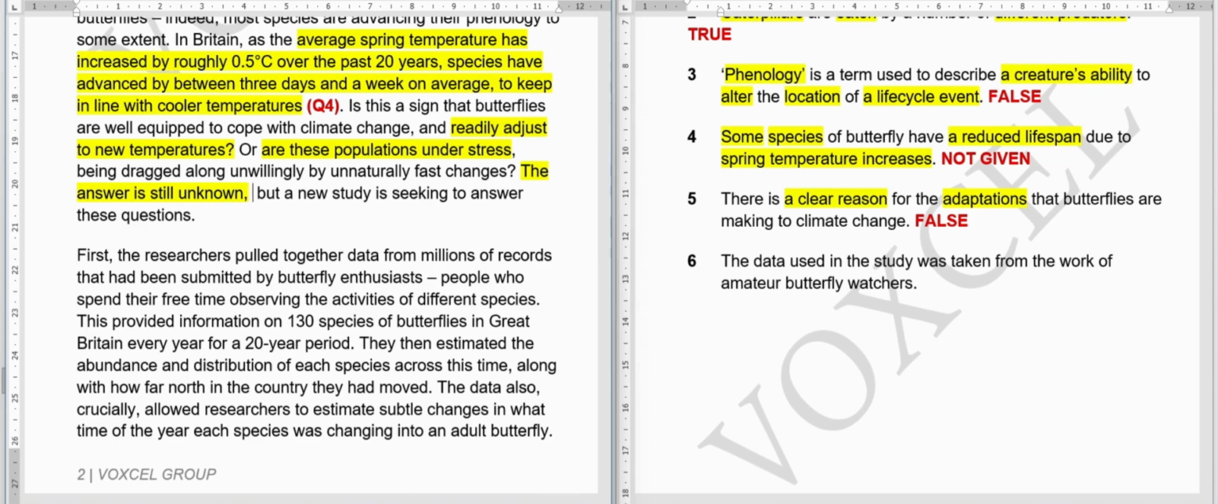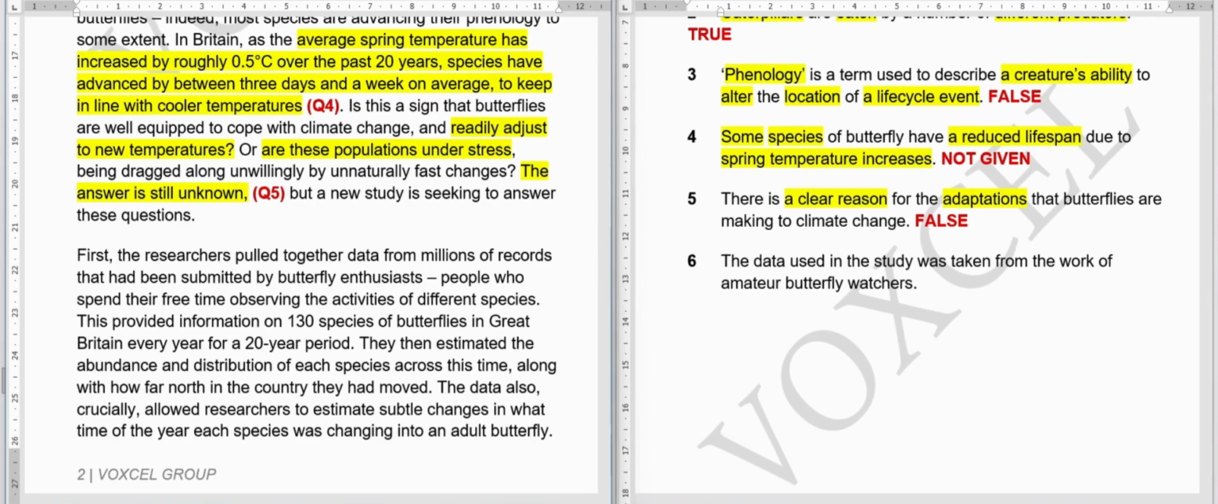Basically they are saying whatever butterflies are doing, whatever methods they are choosing, we have no clear answer why they are doing this, so we don't know the reason for that. Still unknown means we don't know for sure, but the question is saying there is a clear reason, so that's why the answer is false. I hope it is clear.